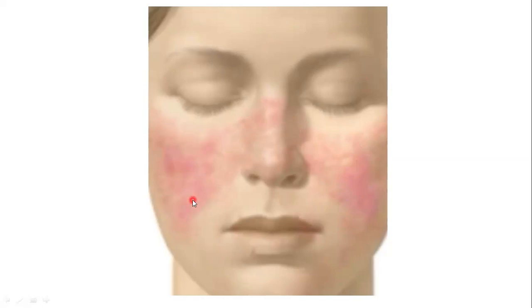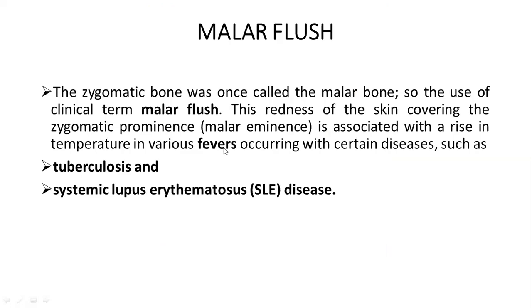A reddish hue here is due to certain diseases like tuberculosis or systemic lupus erythematosus. So listed over here, you can see this is the malar flush, right? Various fevers, tuberculosis and SLE, systemic lupus erythematosus.